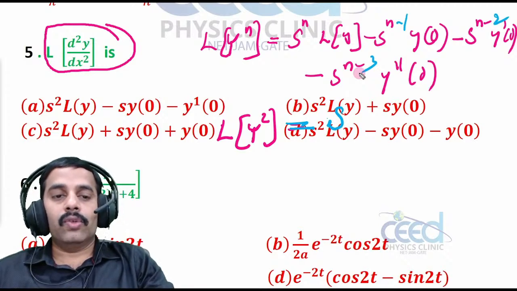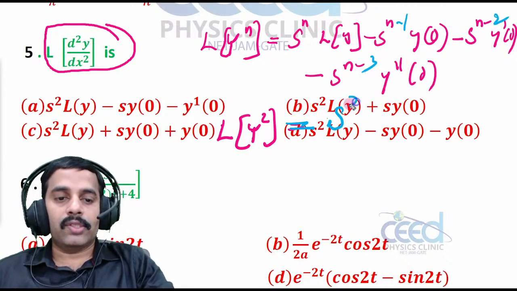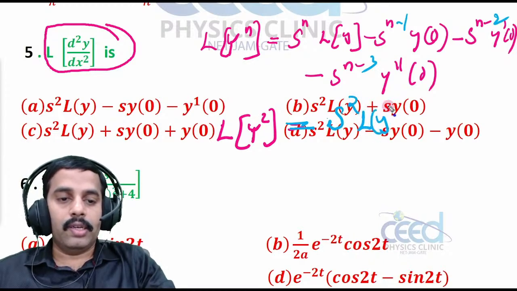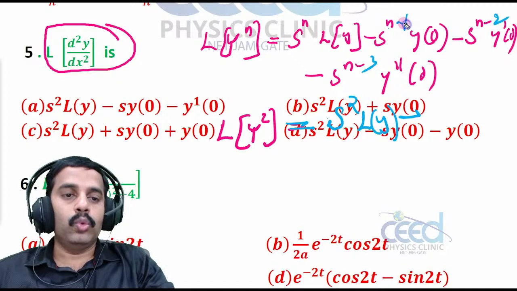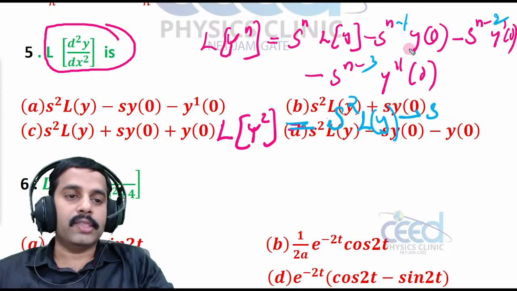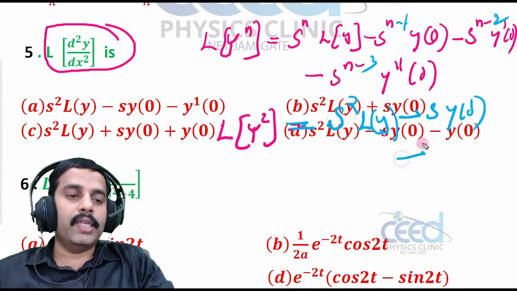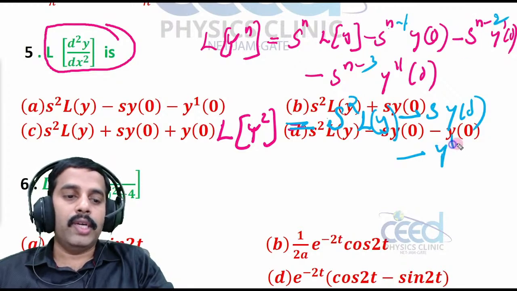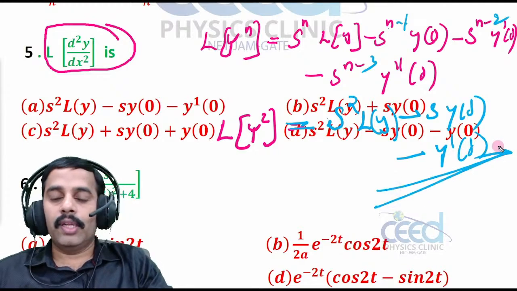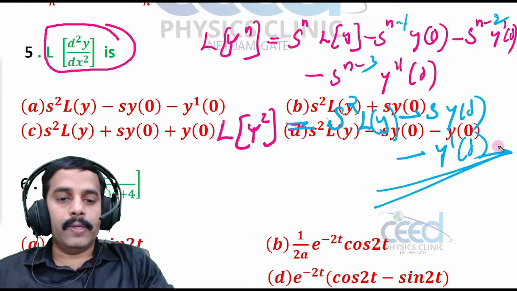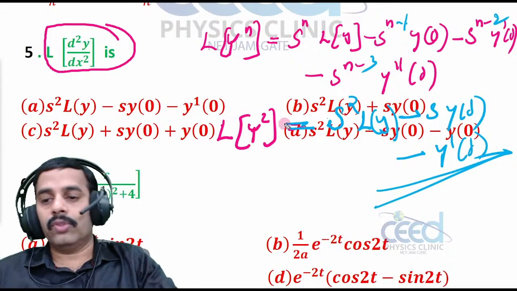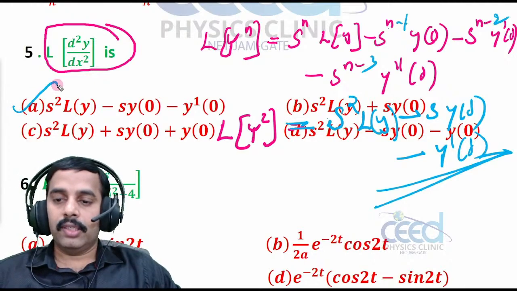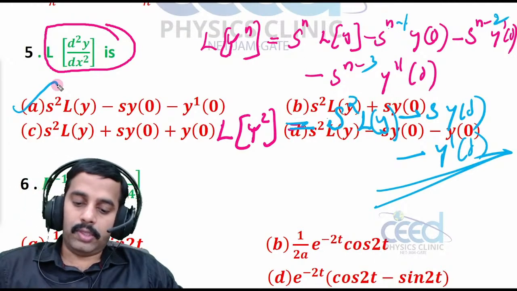So s raised to n Laplace of y means s square Laplace of y. The next term, with n equal to 2, is s raised to 2 minus 1, so s times y of 0, minus the next term, s raised to 2 minus 2, which is s to the 0, and the series ends here. So we have only the term y dash 0, right? So this will be the expression. Which one is the option? s square Laplace of y minus s y0 minus y dash 0. So option A is correct.